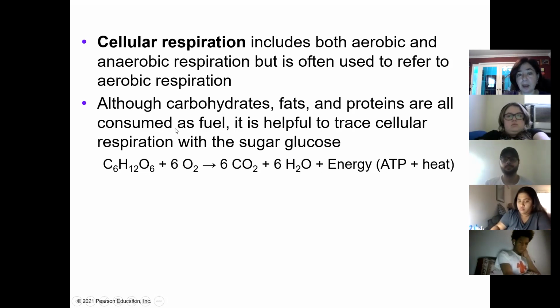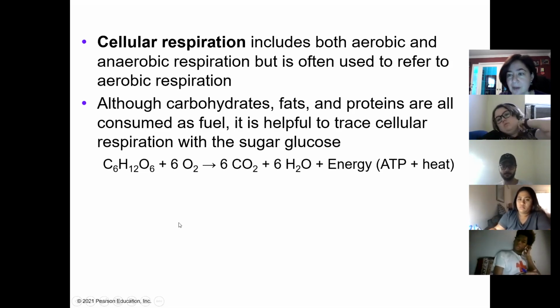But again, if you look at this equation in the opposite direction, from right to left, what do you get? This is respiration, and backwards is, is it photosynthesis or not? Absolutely, yes, this is photosynthesis.